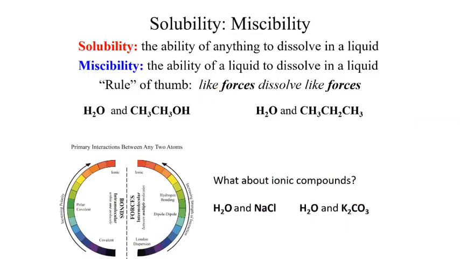Which is now going to transition to our last major category, looking at solubility and miscibility. Solubility is the class of anything dissolving in a liquid. Anything. Miscibility is the ability for a liquid to dissolve in a liquid. So miscibility, if we look at this, is a small category within solubility, which I think are Venn diagrams.